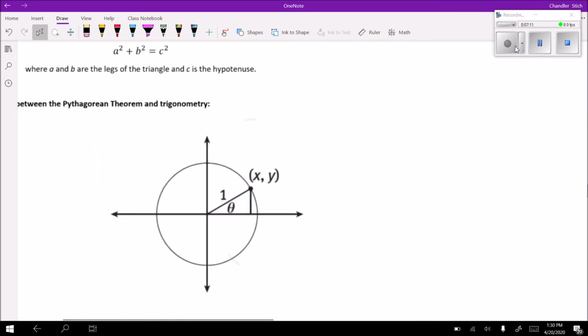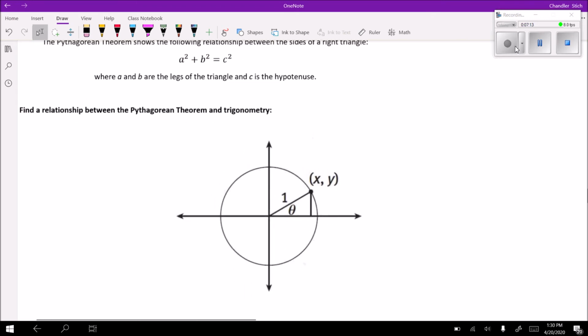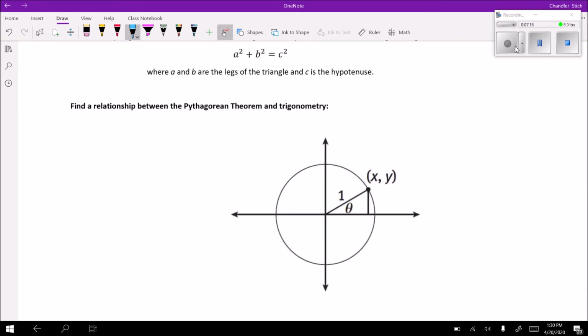Okay, let's do it. So, we know, first thing, sine of theta is equal to y. And sine is up and down, right? So sine would be, or y is up and down. So y would be right here. This would be sine of theta. Okay, that's what we're going to call that.